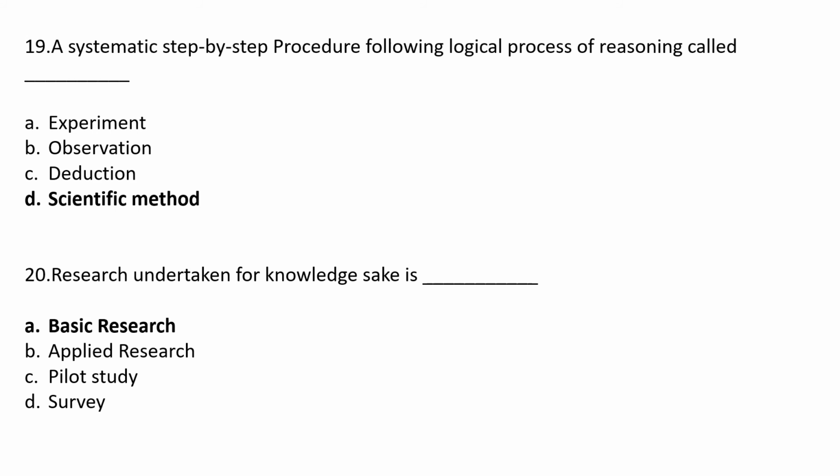A systematic step-by-step procedure following logical process of reasoning is called option A, experimental, option B, observational, option C, deduction, option D, scientific method. The correct answer is option D, scientific method.